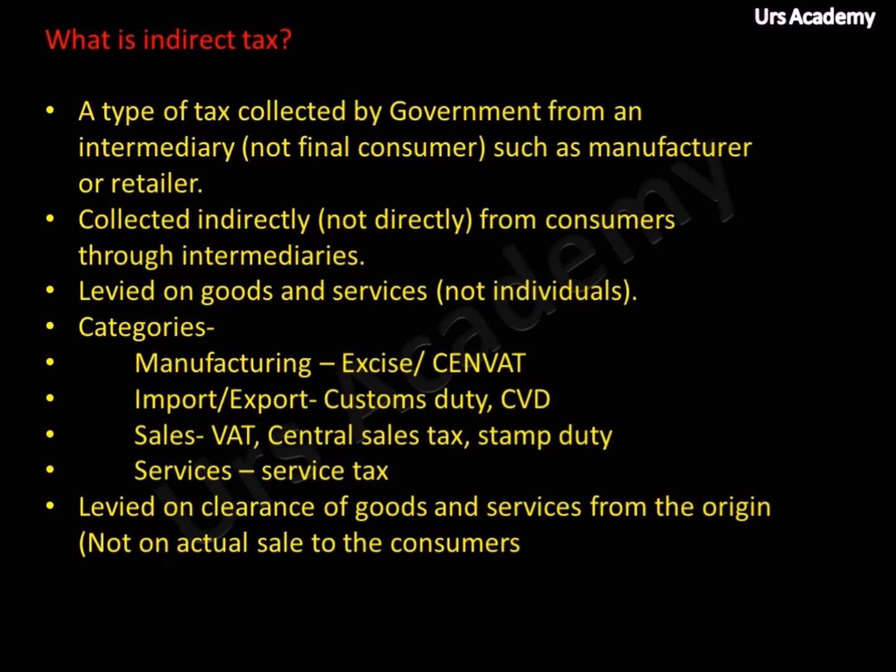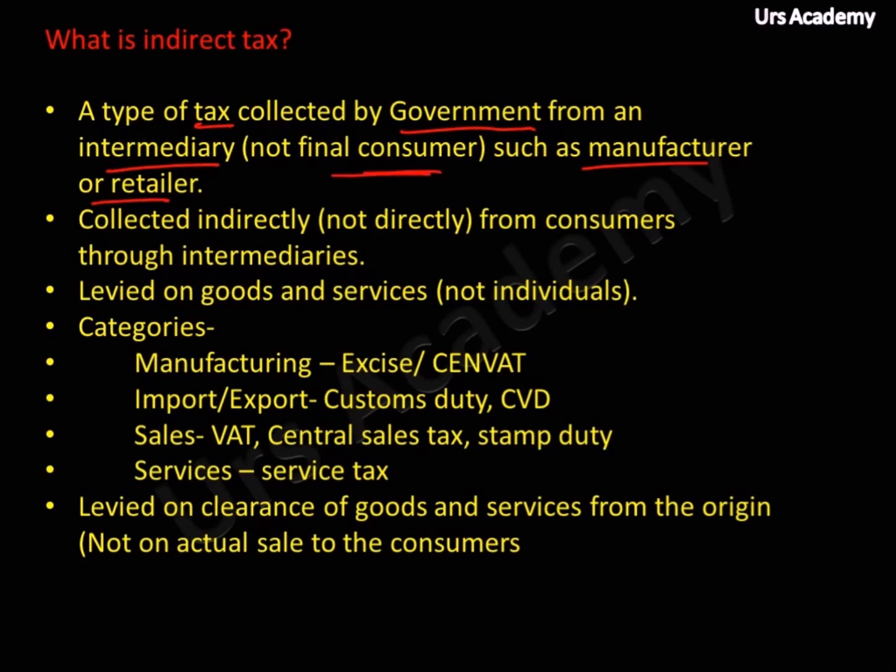So we'll start. What is goods and services tax? Goods and services tax is one indirect tax for the whole nation. Theoretically, we say it's one indirect tax for the whole nation, but practically there may be slabs as well, that there may be multiple taxes. Since it is an indirect tax, let's understand what is indirect tax. It's a type of tax collected by government from an intermediary, such as manufacturer or retailer, not the final consumer.